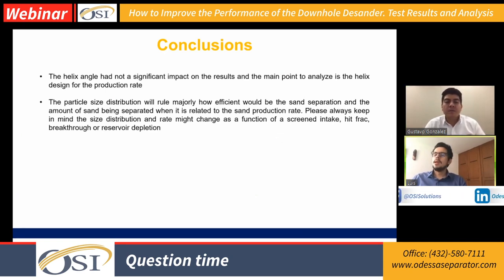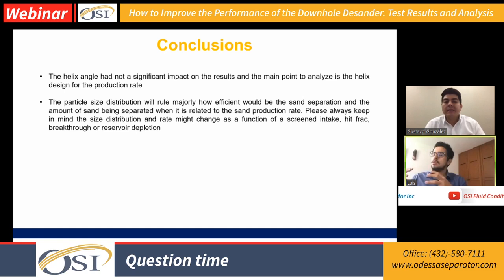And then finally, the particle size distribution is going to highly affect the efficiency of the separation. As Gustavo explained in his presentation, the particle size distribution has a direct relation with the separation efficiency.